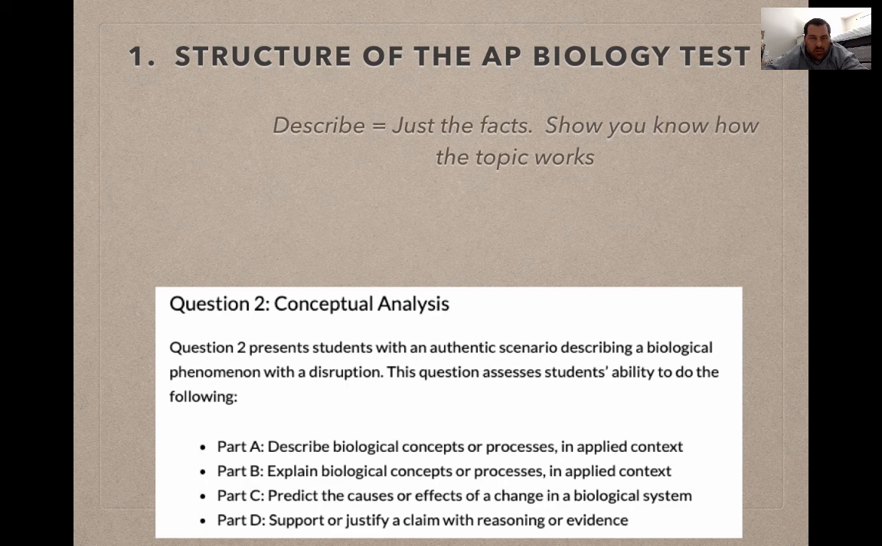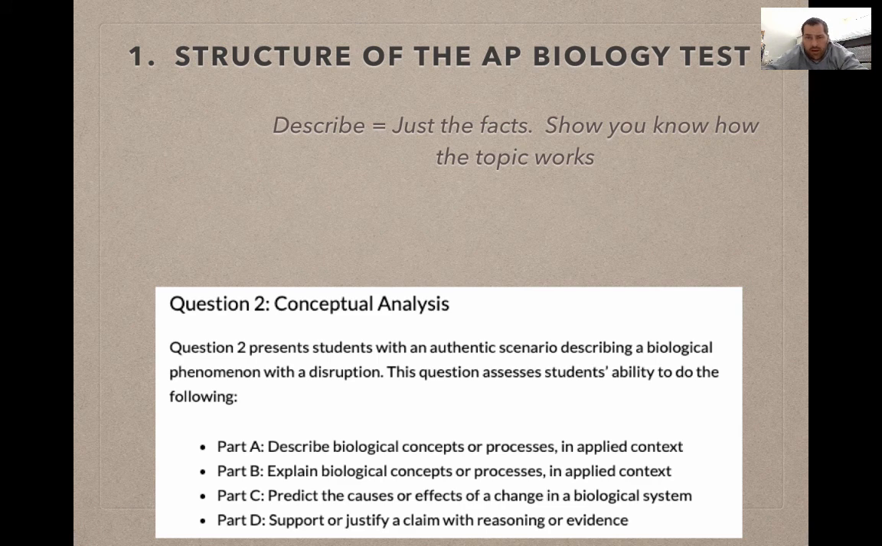Describe means just the facts. So this would be like if you were to explain all the steps of the Calvin cycle when you were doing photosynthesis, really get into step by step how the Calvin cycle works to produce glucose. Every nitty gritty detail. If you got every single carbon intermediate in there, you might get a 5 on the exam. By the way, a 3 is a really good score. It's a five point scale.